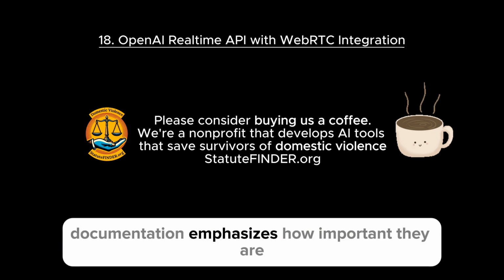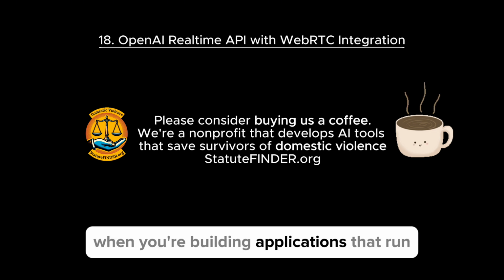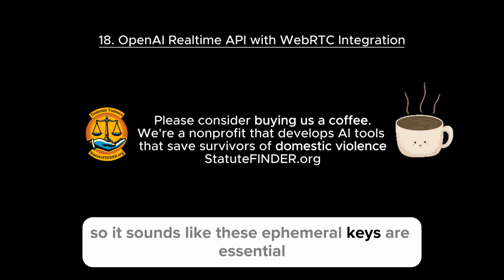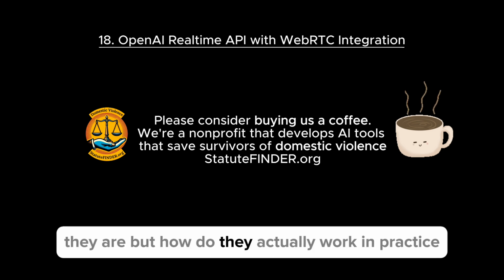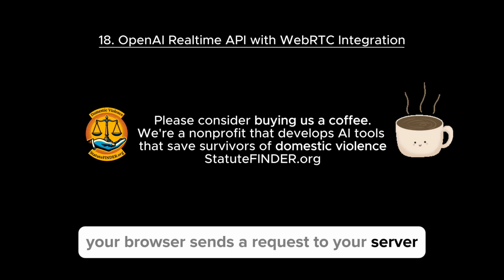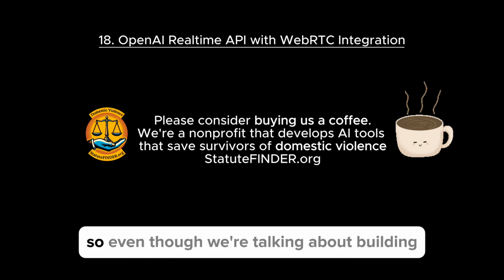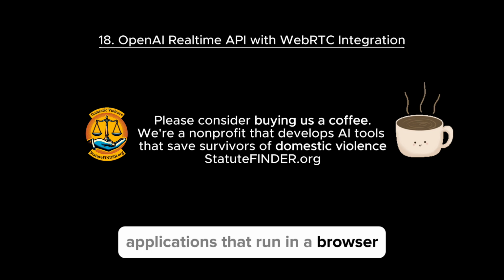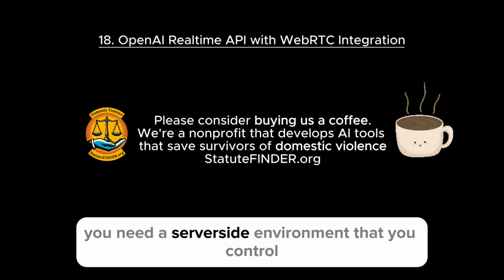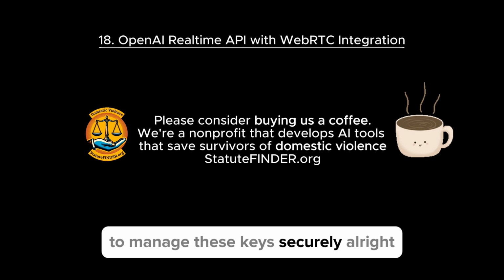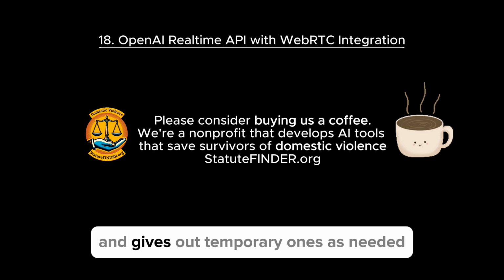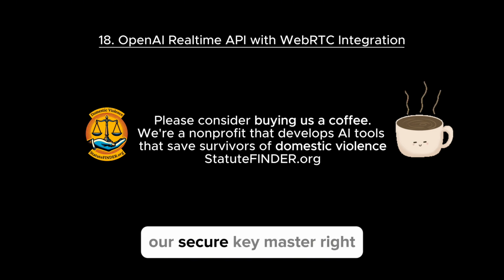They add an extra layer of security specifically for real-time connections. The documentation emphasizes how important they are when you're building applications that run in a user's browser. So it sounds like these ephemeral keys are essential. They are. But how do they actually work in practice? It's a three-step process. First, your browser sends a request to your server asking for a temporary key. So even though we're building applications that run in a browser, we still need a server involved somewhere. Yes. You need a server-side environment that you control to manage these keys securely. Think of it as your key master.